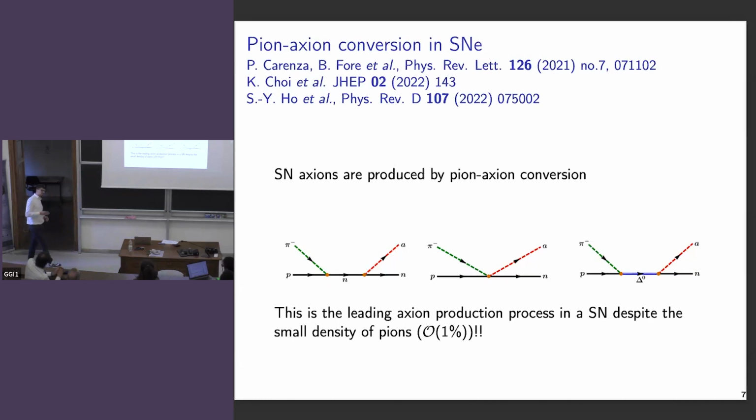However, there was a paper in 2019 by Sanjay Reddy and collaborators, who showed that the population of negatively charged pions can be enhanced inside supernovae due to their interactions with nucleons, through which they acquire a chemical potential which enhances the population of pi minus and suppresses the abundance of pi plus and pi zero. So even if the density of pions is about 1% of the abundance of nucleons inside supernovae, this is sufficient to lead to the dominant production channel inside supernovae.